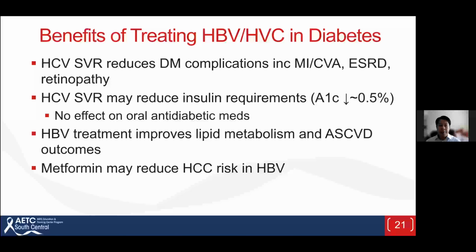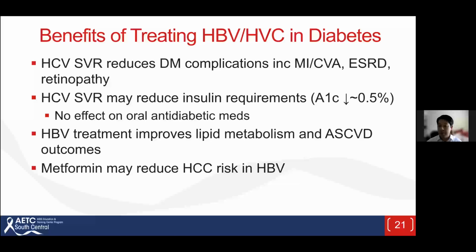So lastly, benefits of treating Hep B and Hep C. For Hep C, sustained virologic response reduces diabetes complications. This is proven in the literature, including cardiovascular disease, end-stage renal disease, and retinopathy. So definitely want to treat hepatitis C. Treating Hep C also reduces insulin requirements, with about a 0.5 point lowering of A1C. So better glucose control. It really doesn't change how much oral or injectable medications other than insulin; it's just a little bit. And then hepatitis B treatment also improves lipid metabolism and ASCVD outcomes.